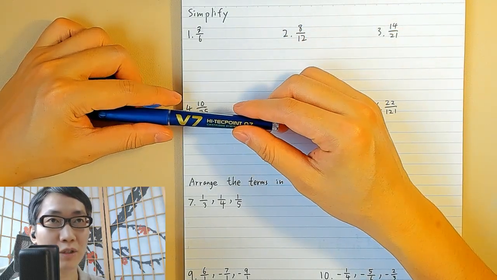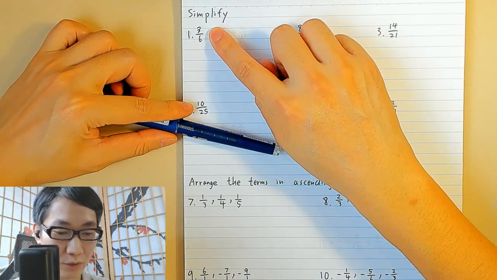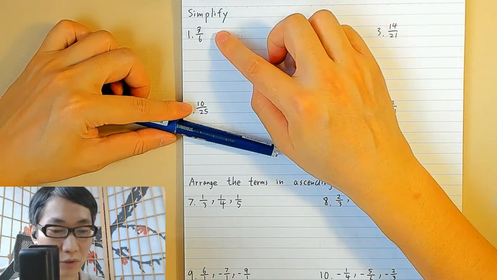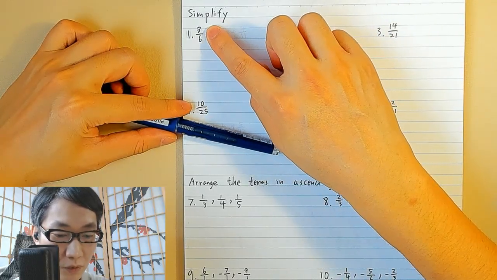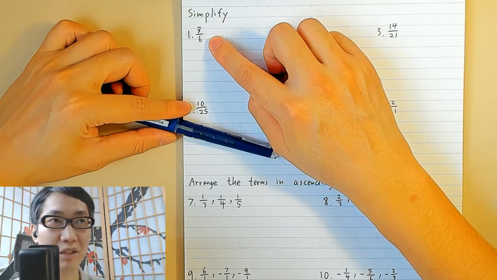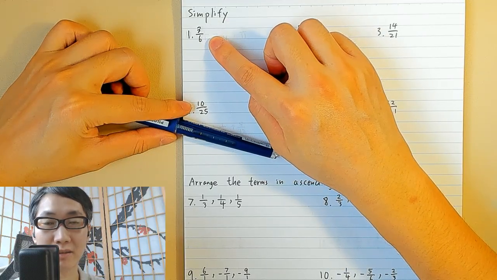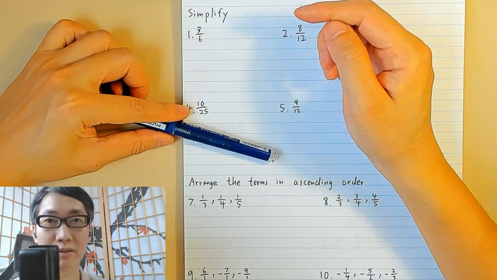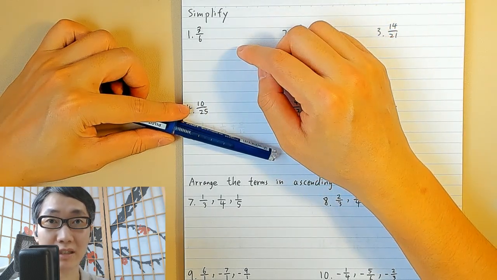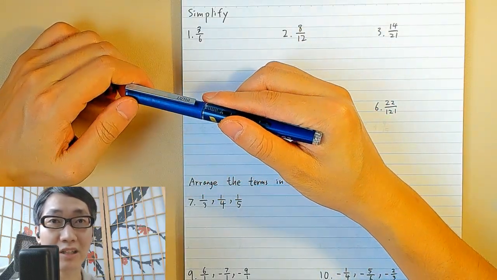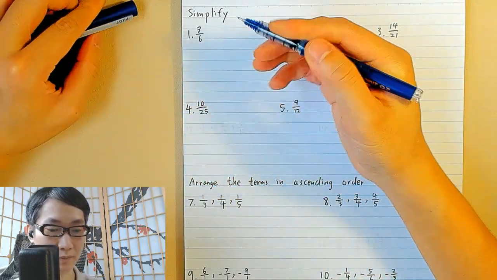But let's say we do it normally. So we want to find the highest common factor between 3 and 6. So what's that? So 3 can be divisible by 3 and 1. 6 can be divisible by 1, 3, and 6. So 1 and 3 are the common factors, and 3 is the highest one here. So we should divide both the numerator and denominator by 3.